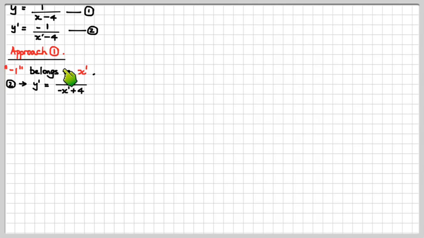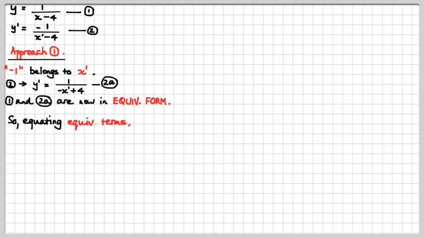Okay, now the minus 1 isn't swanning around not belonging to an x or a y. It's basically reappeared in this form here. Right, that's good. Now they are in equivalent form. Equation 1 and equation 2a are in equivalent form. So basically equating equivalent terms, we can say that y dashed equals y, and we've got that expression there, minus x dash plus 4 equals x minus 4. Solve that for x dashed, and what we get, I multiplied both sides by minus 1, didn't I? Now, just cleaning that up a bit.